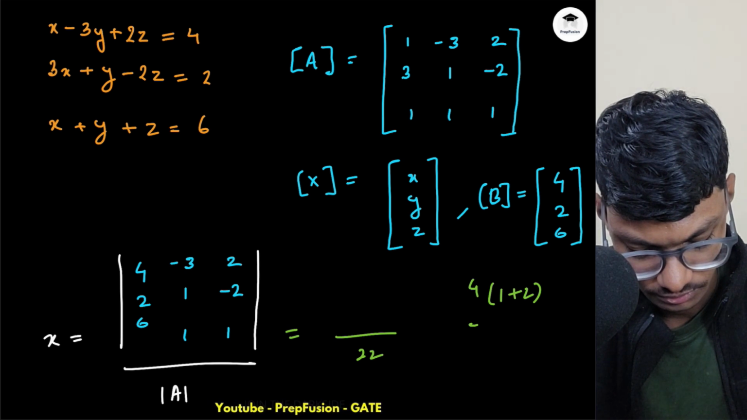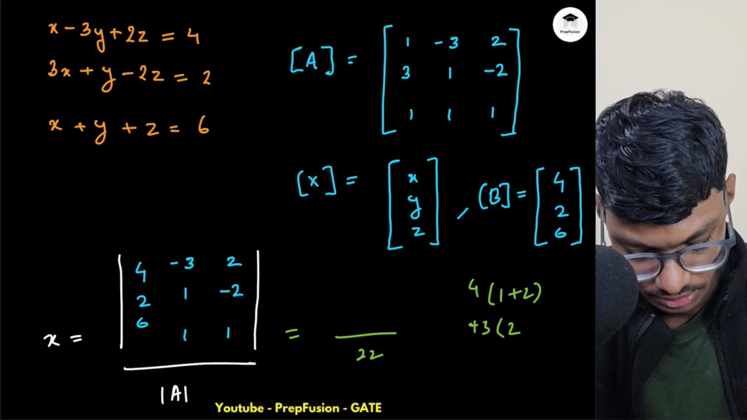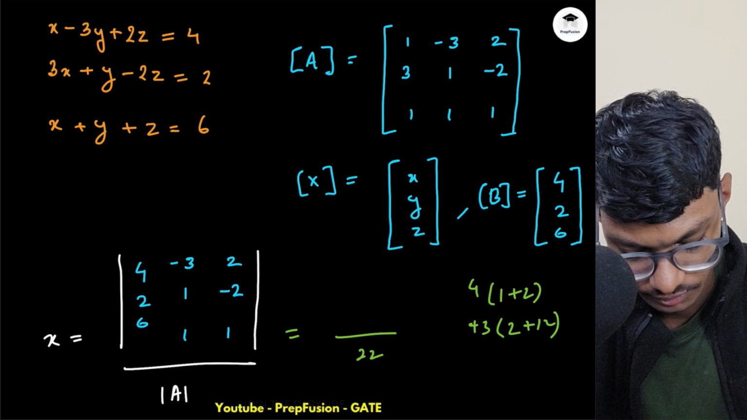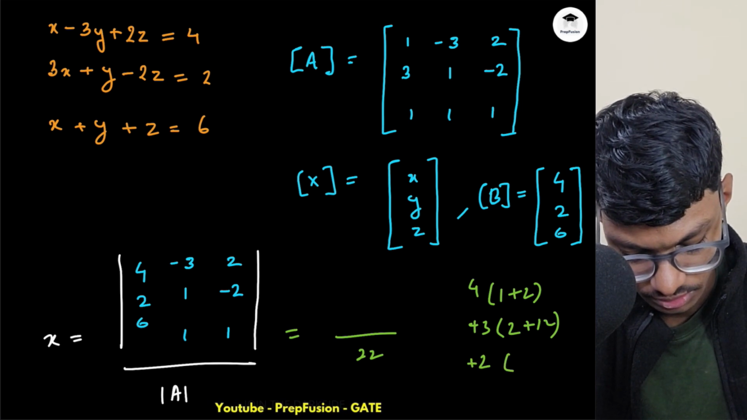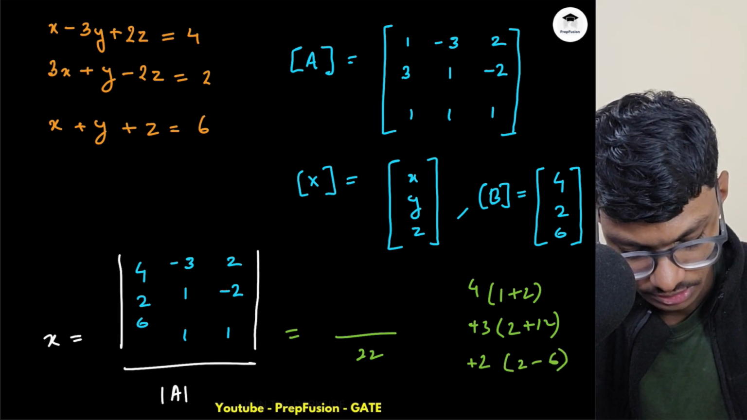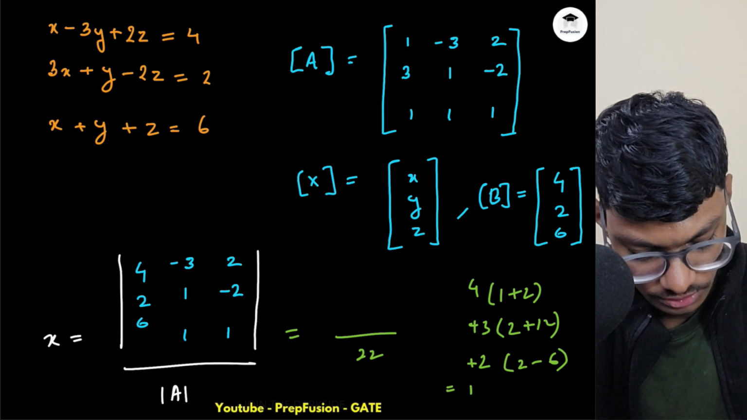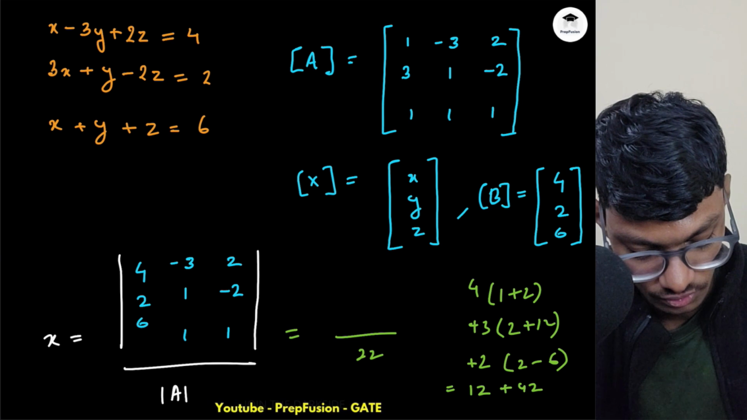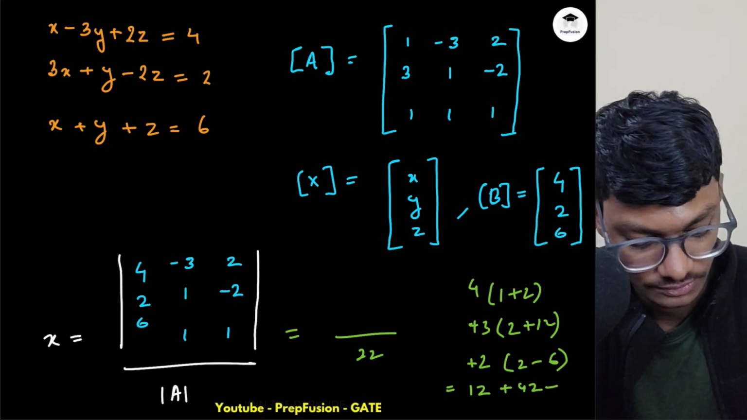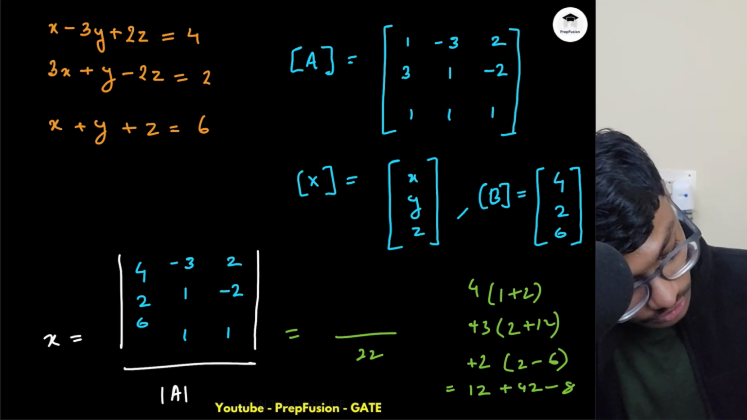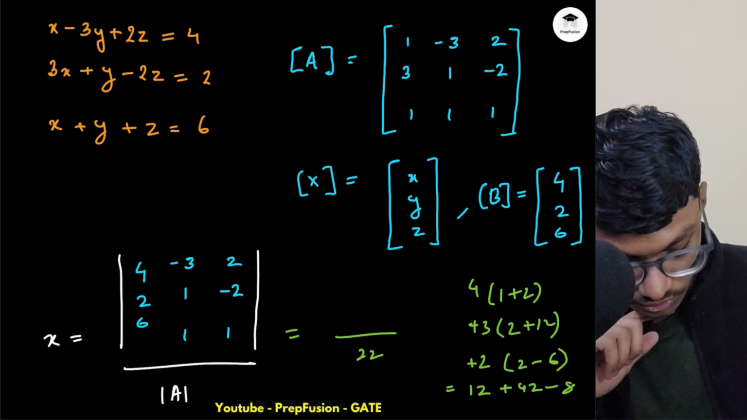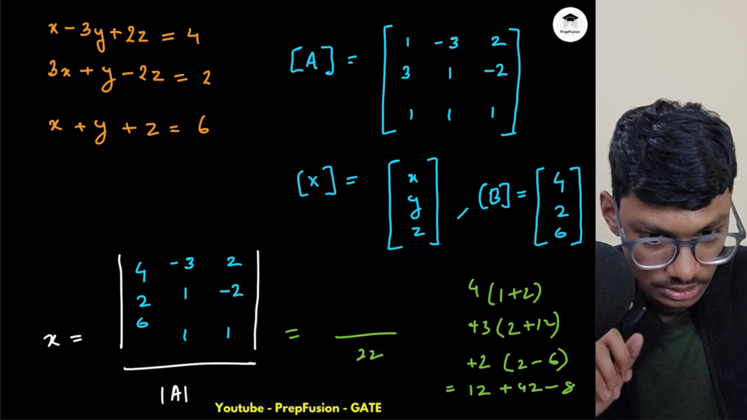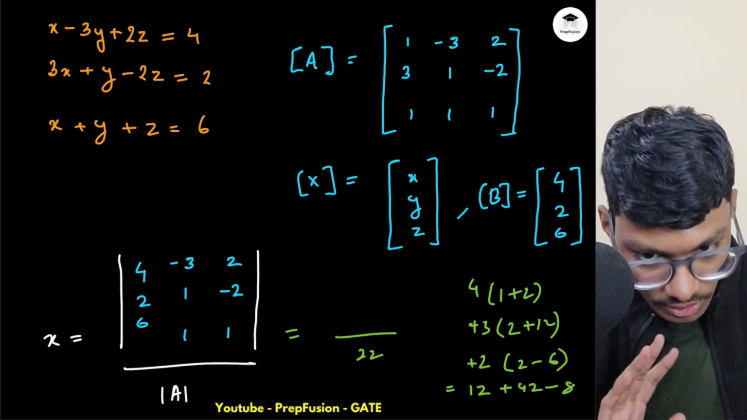1 plus 2. Plus 3 into 2 plus 12 into 2 plus 2 minus 6. So this is 12 plus 42. This is minus 4 into 2, minus 8. So this is around plus 4. So okay, this is 46, right? So the determinant comes out to be 46 over here.